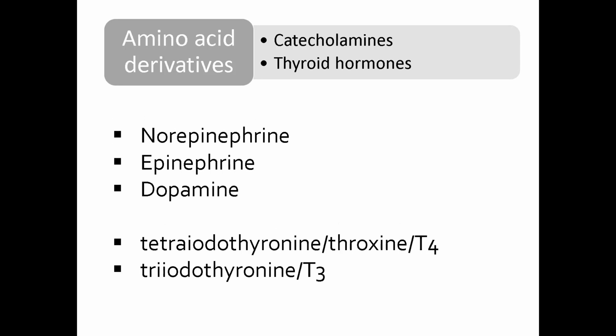As I mentioned, examples of your catecholamines are norepinephrine, epinephrine, and dopamine. The thyroid hormones T4 and T3 will be discussed in the third video presentation.